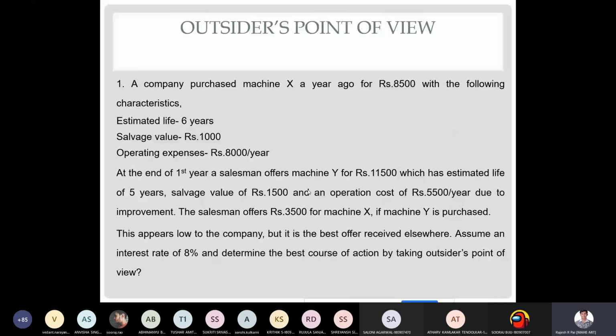So assuming the interest rate of 8%, determine the best course of action by taking the outsider's point of view. So we have to now suggest whether the organization should retain the existing machine, that is machine X, or whether the company has to go with machine Y. Okay, so that is our task. We'll solve it.